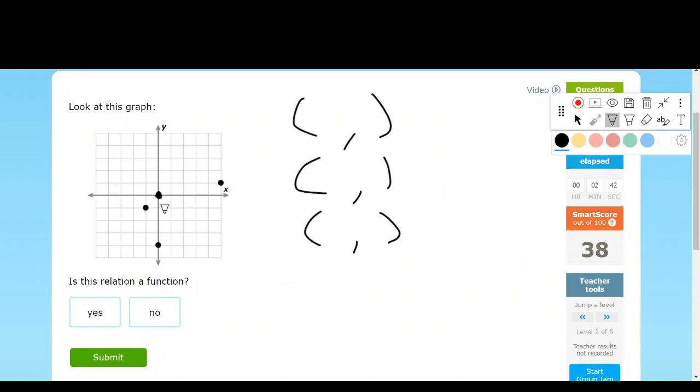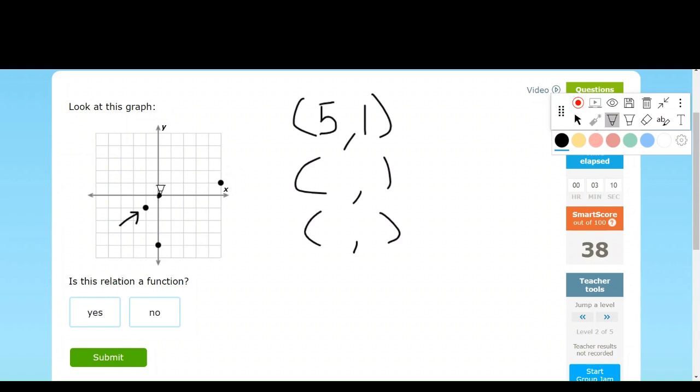So this is our starting point. Let's try to read this point. It has a horizontal distance of 1, 2, 3, 4, 5, and a vertical distance of 1. So that's 5, 1.